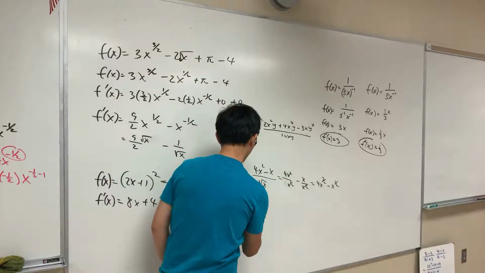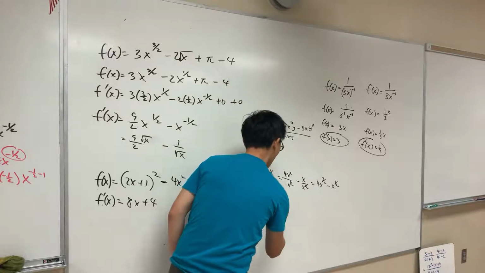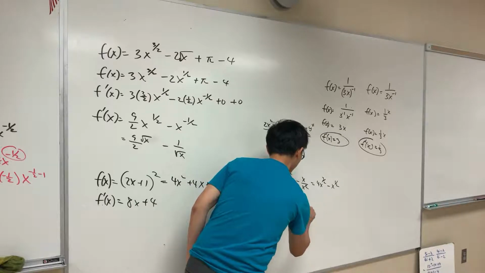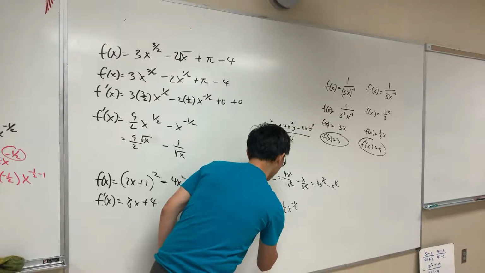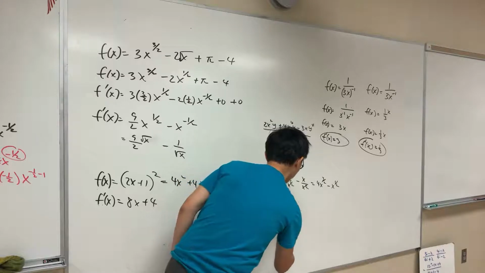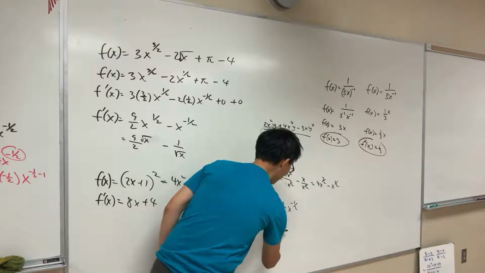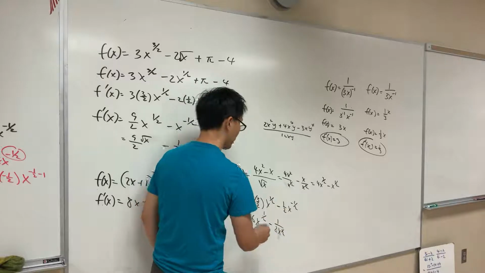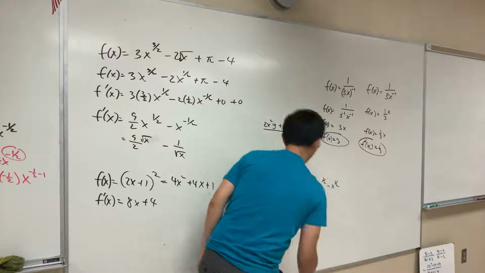So f prime of x is equal to 4 times 3 over 2 times x to the 1/2 minus 1/2 x to the negative 1/2. So that's equal to 6x to the 1/2, sorry, minus 1 over 2 square root of x. If I just keep the x to the 1/2 here. I don't like to do radicals, but if you want to do radicals, it's going to be 6 square root of x minus 1 over 2 square root of x. So that's the derivative.